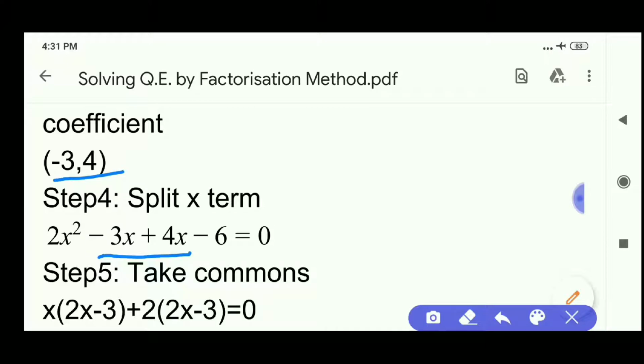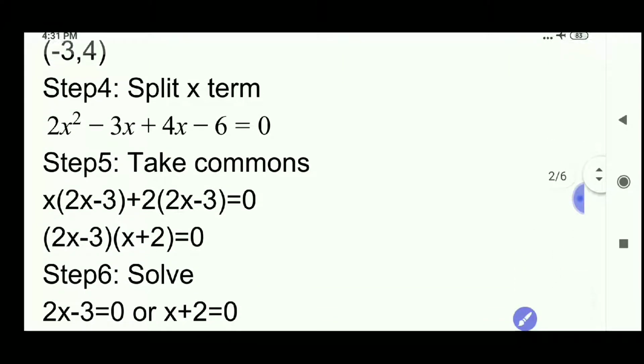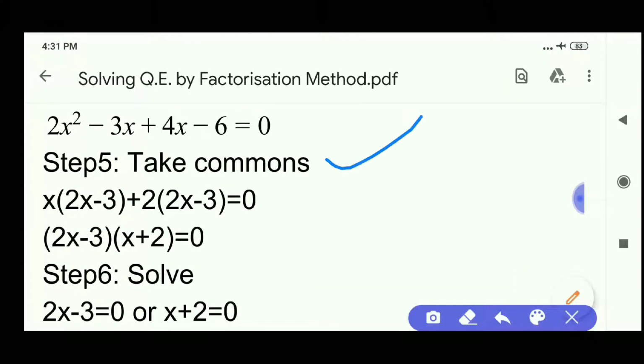The remaining are the same. Now, step 5. Take commons. That means the first two terms, observe, what are the first two terms? 2x square minus 3x. Here we can take x as common. By taking x as common, we get 2x here. Minus, by taking x as common, we get 3. So it is x into 2x minus 3.